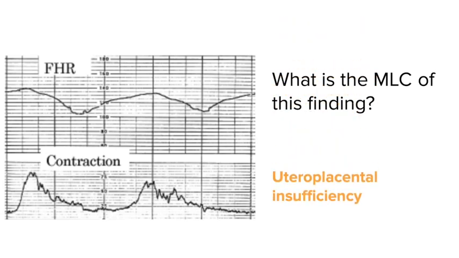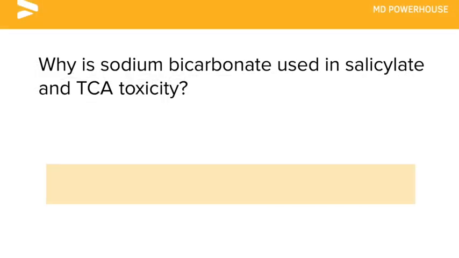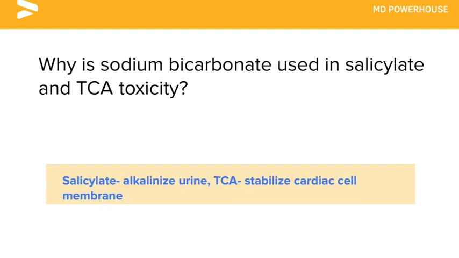Why is sodium bicarbonate used in salicylate and TCA toxicity? So the same drug is used in 2 different conditions for 2 completely different reasons. Sodium bicarbonate is given in salicylate toxicity because it can alkalinize the urine, while in TCA toxicity, sodium bicarb is used because it stabilizes the cardiac cell membrane. It's very important that you remember these key differences.